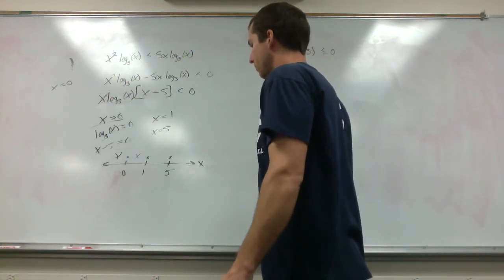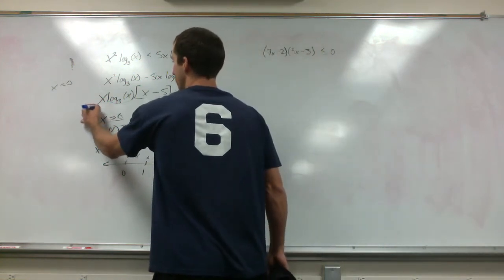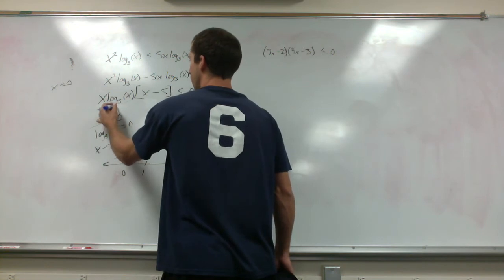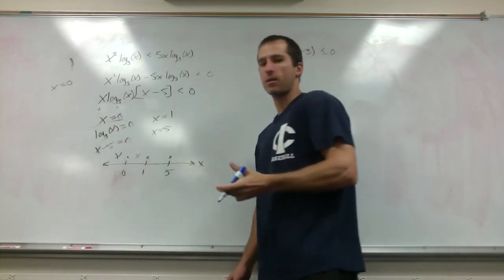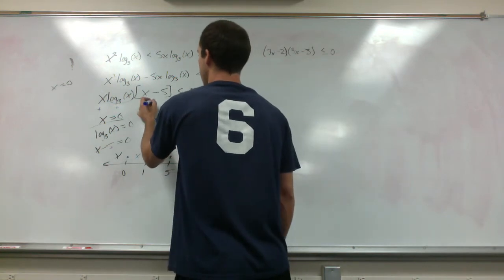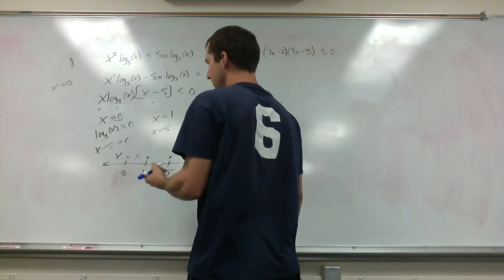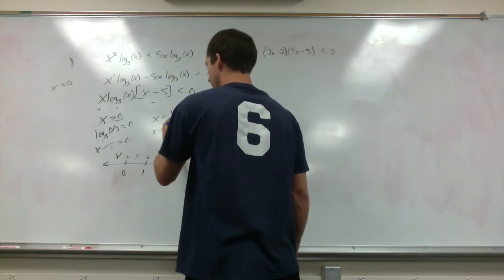If we substitute a value between 1 and 5, like 2: 2 is obviously positive. Log of 2 is positive. Again, you can check in your calculator if you want. And 2 minus 5 is negative. Positive times positive times negative is negative. That's less than 0. That's a good one.